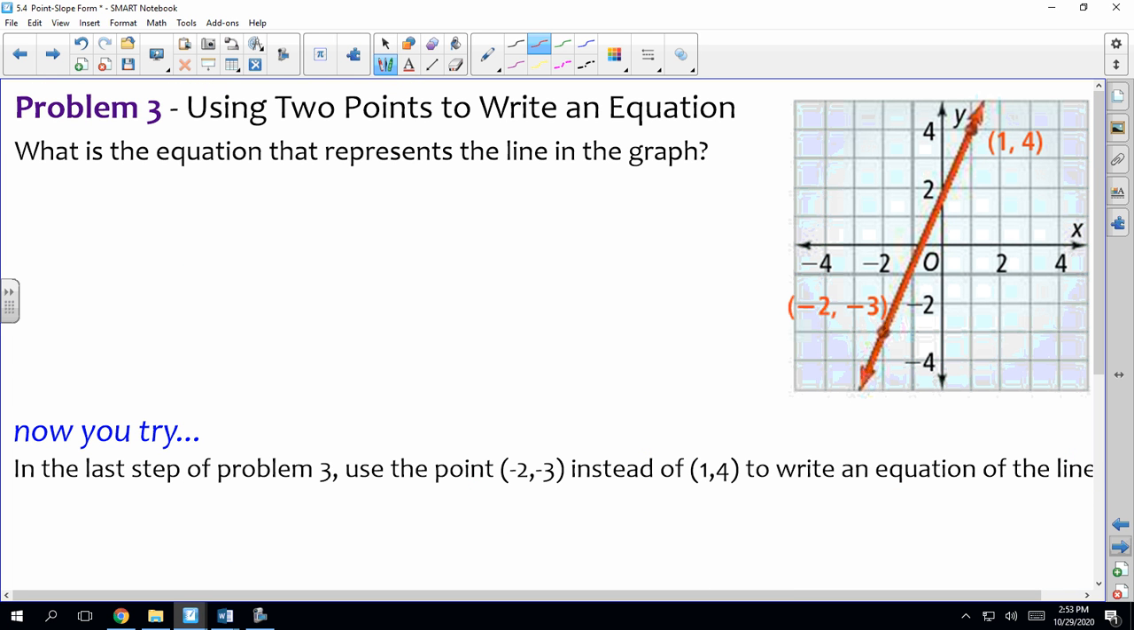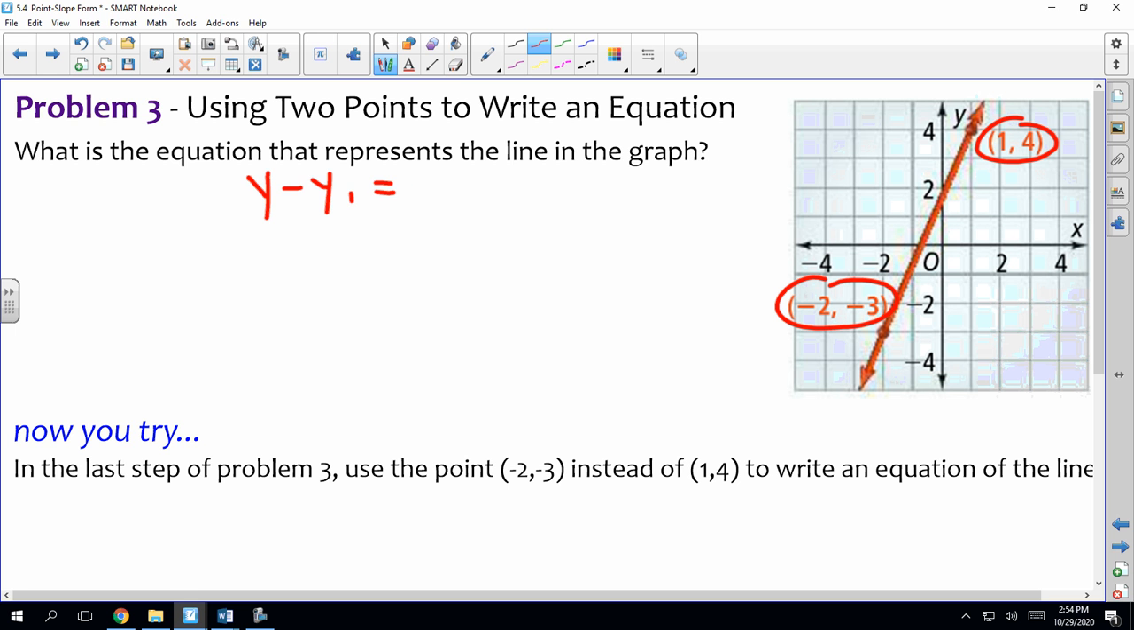All right, it says using 2 points to write an equation. It says, what is the equation that represents the line in the graph? So let's see if we can do this one. We've got 2 coordinates, one here at negative 2, negative 3, another one at 1, 4. We're going to go through the process of writing the equation of the line like we did with slope-intercept form, but we're going to do this in point-slope form.